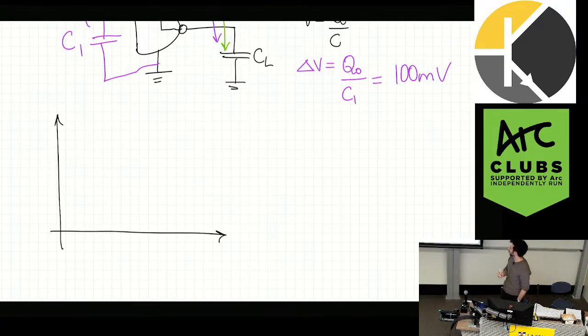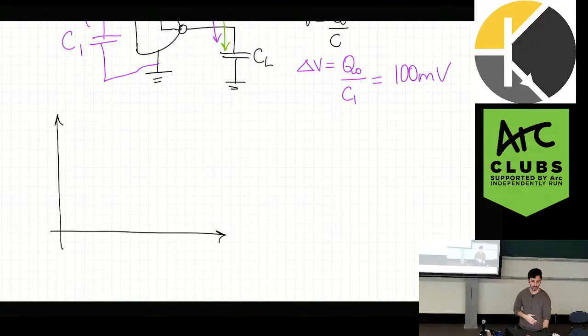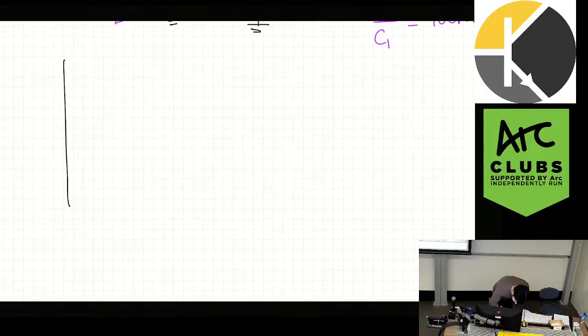But now this is the tricky part. Now we have to draw it across time. And we know this is a transmission line. So we know there's going to be reflections, propagation delays, and a few things to keep in mind. So what I'm going to do is I'm going to draw two graphs.